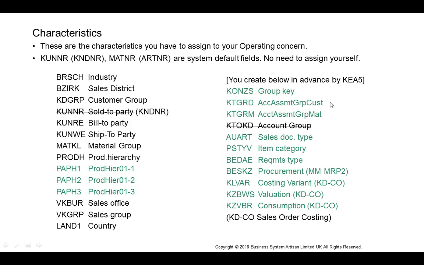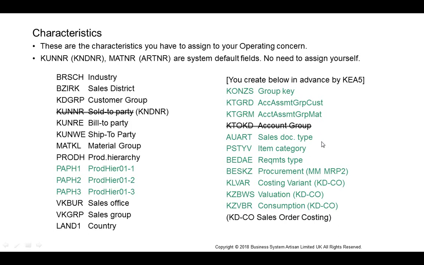Group key or account assignment group for customer, account assignment group for material, and the account group of the customer code. This is, I had a rethought. We may not need this much account group information. We just needed to distinguish the customer with group customer and third party customer. We can do that through this account assignment group customer.